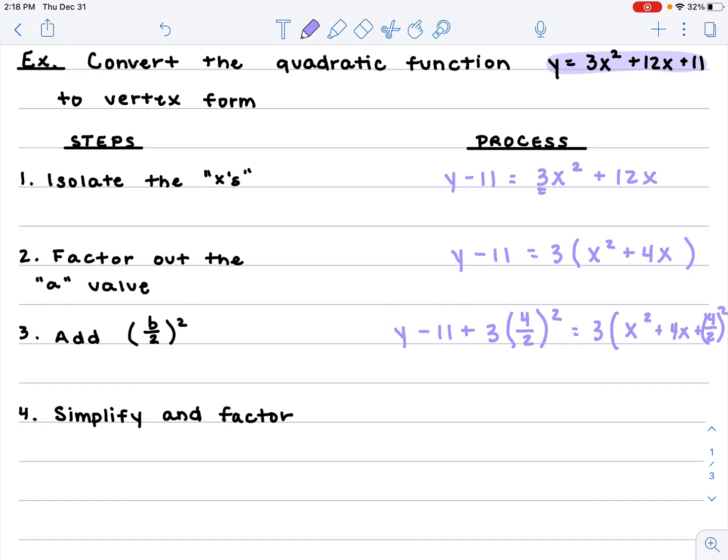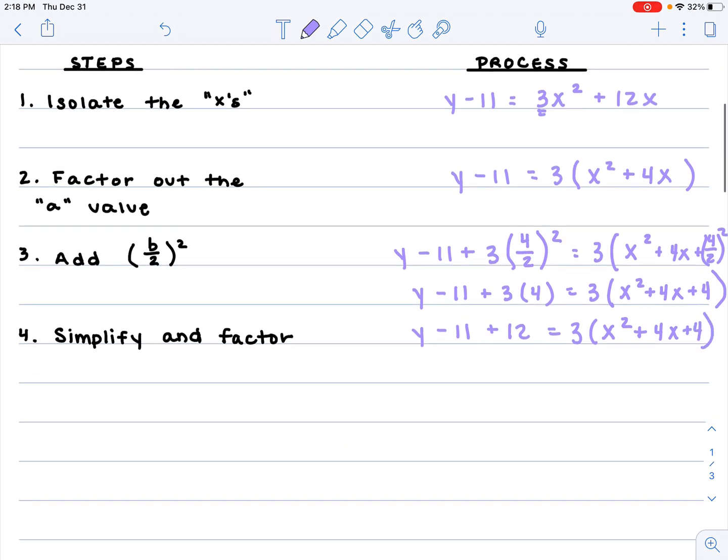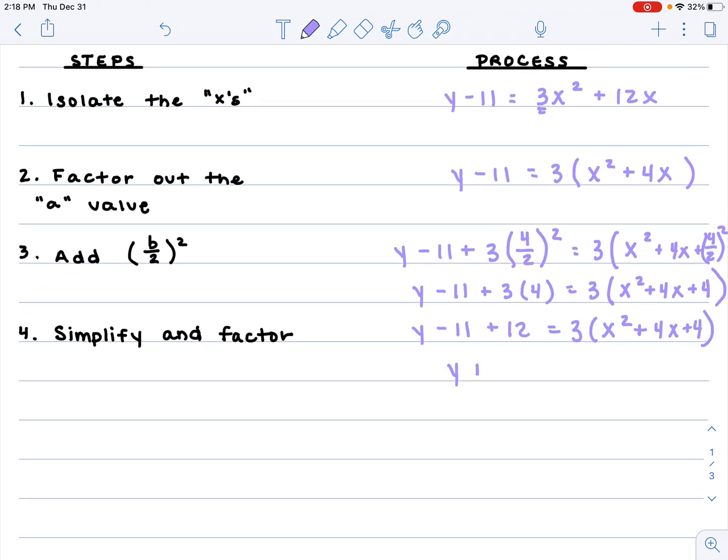Running out of room, sorry guys, a little messy. Let's do some simplifying. 4 divided by 2 is 2. 2 squared is 4. So I've got y minus 11 plus 3 times 4 equals 3 times. So I've got y minus 11. 3 times 4 is 12. All right, negative 11 plus 12 is 1, so we've got y plus 1 equals 3 times.